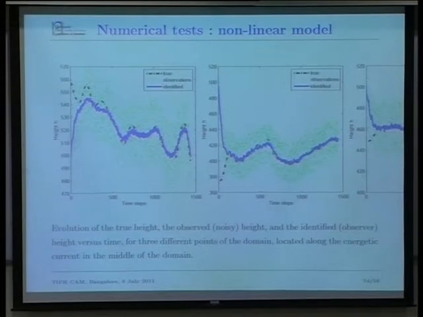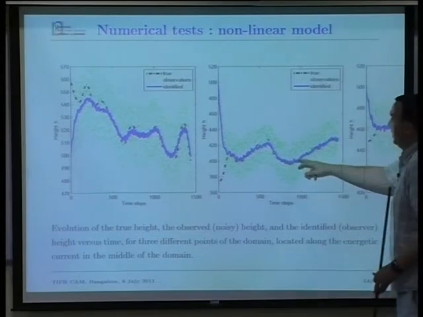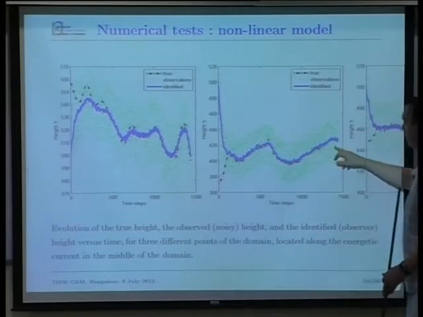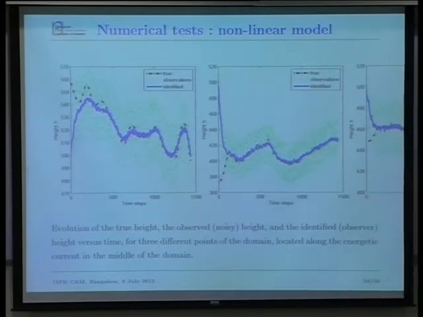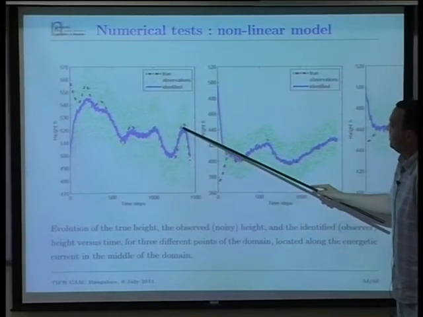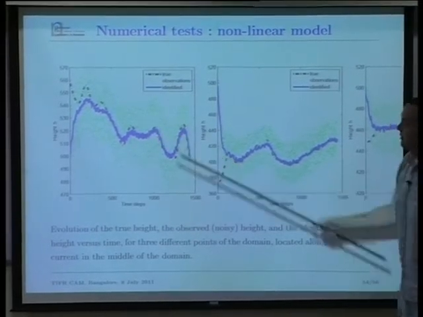And so here, if you look at the height, I choose 3 different points in the domain. They are located near the main current of the shallow water model. And you can see the variation of the height versus time at these 3 points. So you don't see the third one, but in black you have the true state.